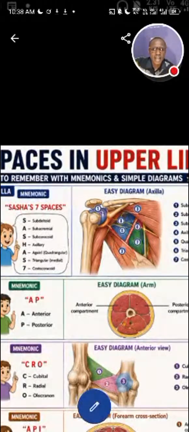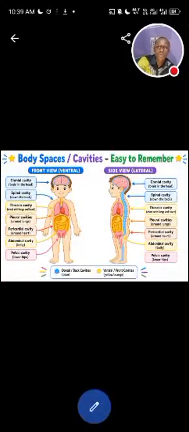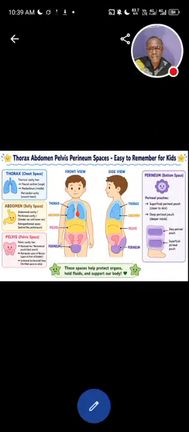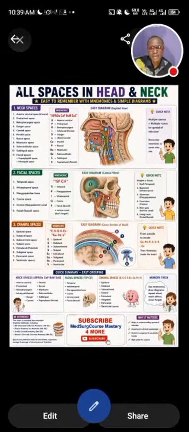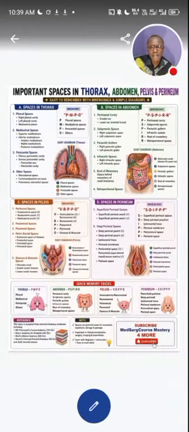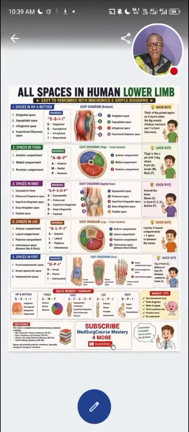This one now is an easy diagram of the axilla. You can see the spaces well numbered, the subdeltoid space and all that. So you just need to know all the spaces. Be grateful if you can take your time and still learn about the spaces.